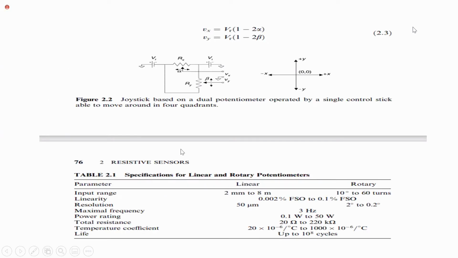Students, here we have specifications of linear and rotary potentiometers. The first column shows linear potentiometer specification. The second column shows rotary potentiometers. Input range 2 mm to 8 meters. That is the range of the potentiometer. We can move the least displacement as 2 mm and we can move the higher displacement as 8 meters.